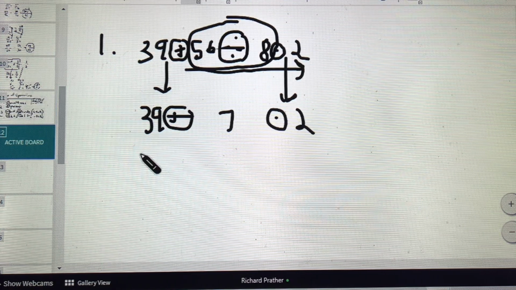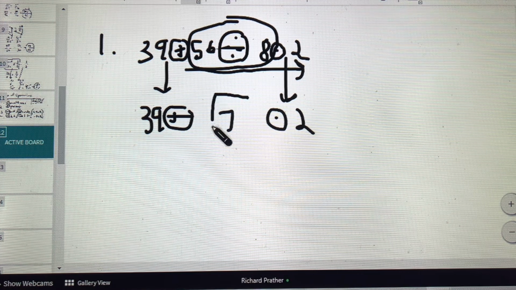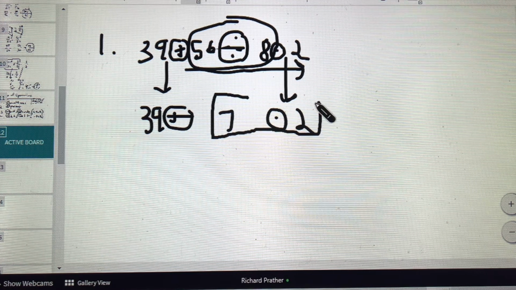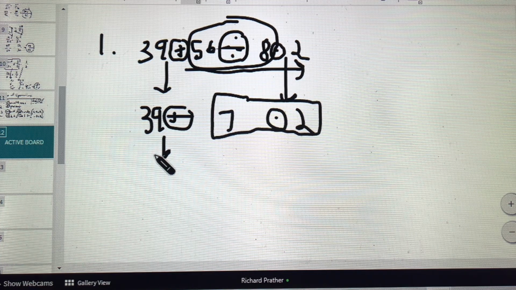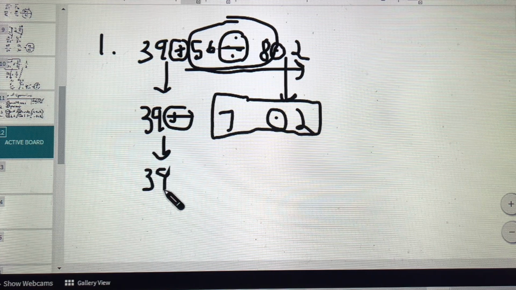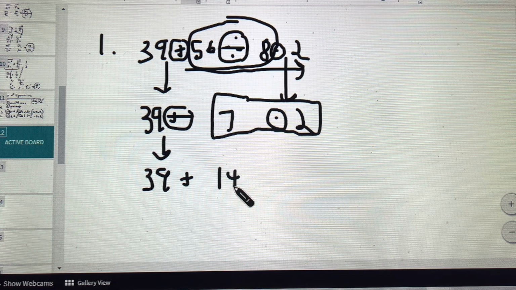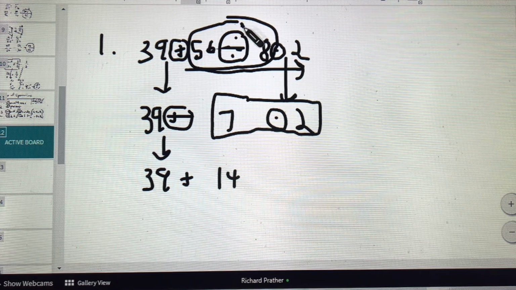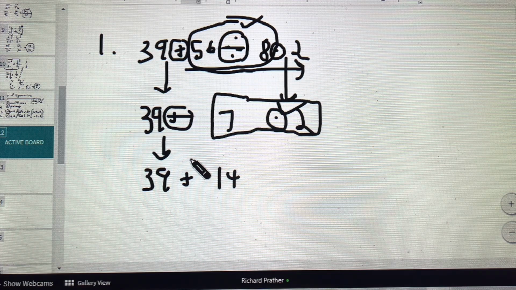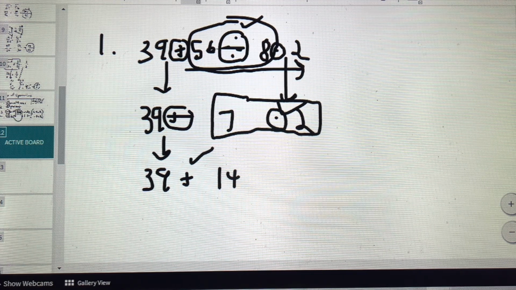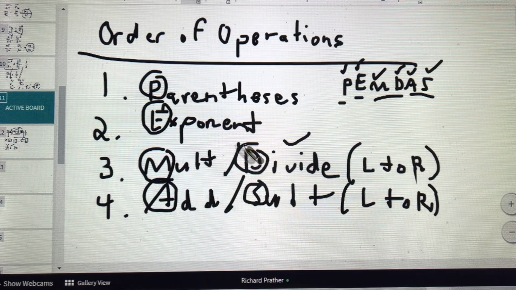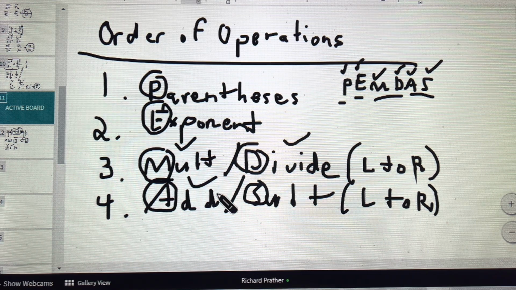So we do need to multiply next. If you put a box around the part you're doing, then bring the other part down that you're not working on. 7 times 2 is 14. So we had to divide first, multiply second, here adding's last.